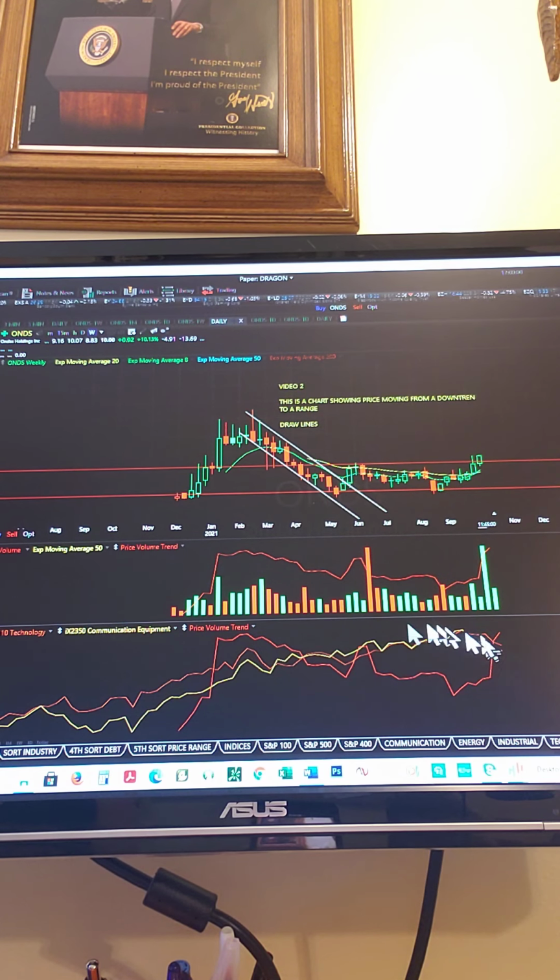Okay? Down here are my sector. The orange is my sector line, and the yellow is my industry line. So remember, learn the meaning of sector and industry and how they relate to each other. Okay?